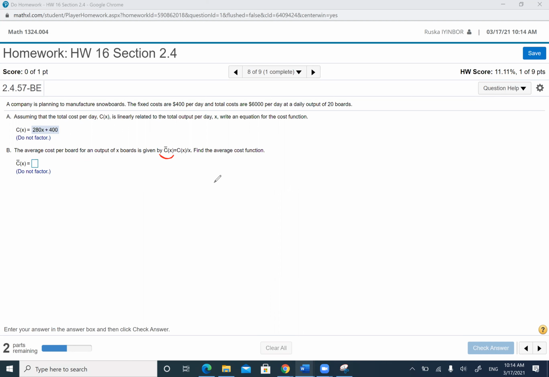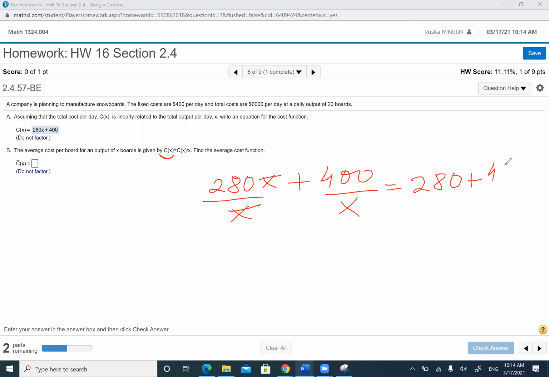So what you need to do is get the cost function, 280x plus 400, divided by x. Put everything over x and simplify. x and x cancel, so it's going to be 280 plus 400 over x. That's your answer. That's what you're going to put there.